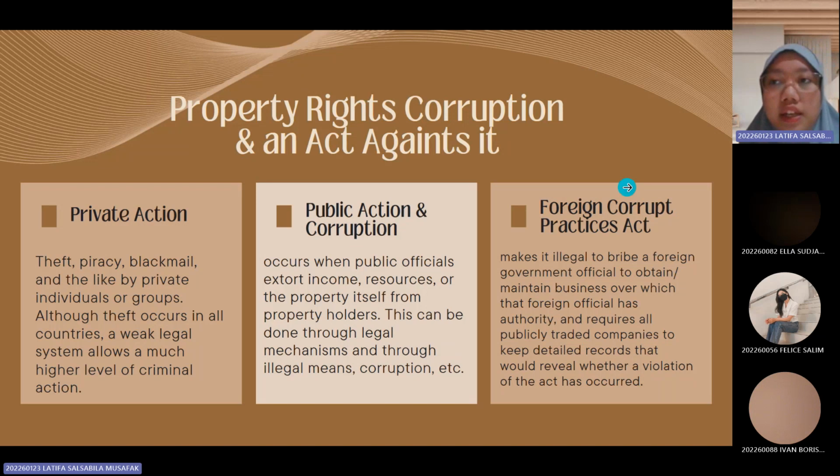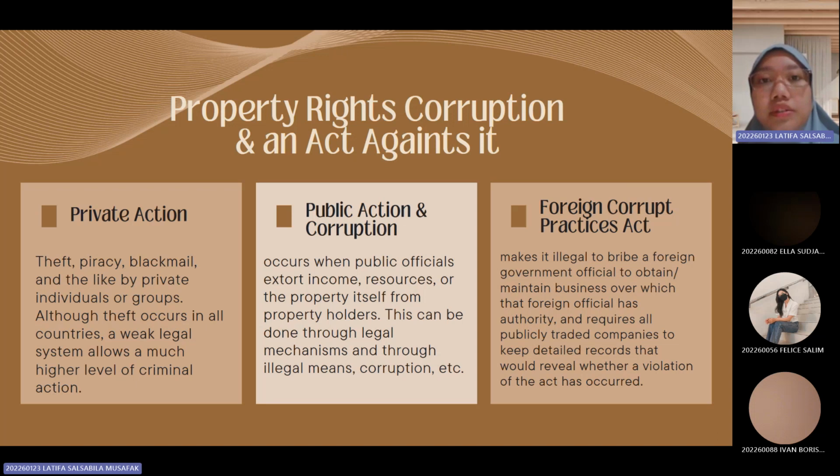Okay, so next, since we've talked about the major kinds of laws and also the kind of economy that is applied in a lot of the countries in the world, now let's talk about the legal systems when it comes to international business and that might harm a business's control over their own property. So let's talk about property rights first. We're going to talk about the corruption of it and also an act that the US has to prevent it. So let's start with private action.